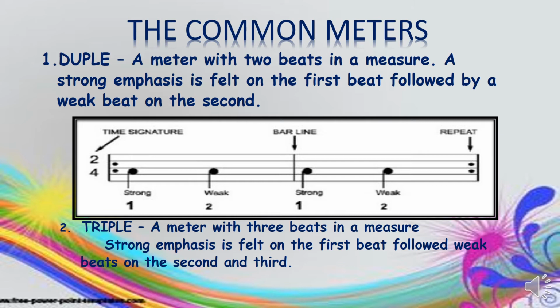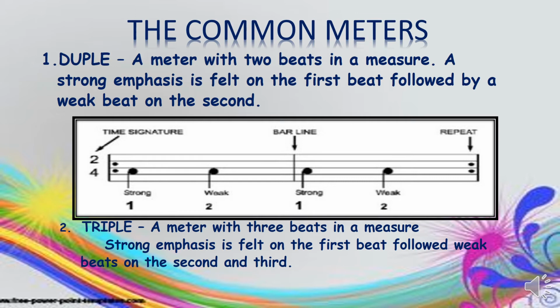The common meters. Number 1 is what we call duple meter. It is a meter with 2 beats in a measure. A strong emphasis is felt on the first beat followed by a weak beat on the second.